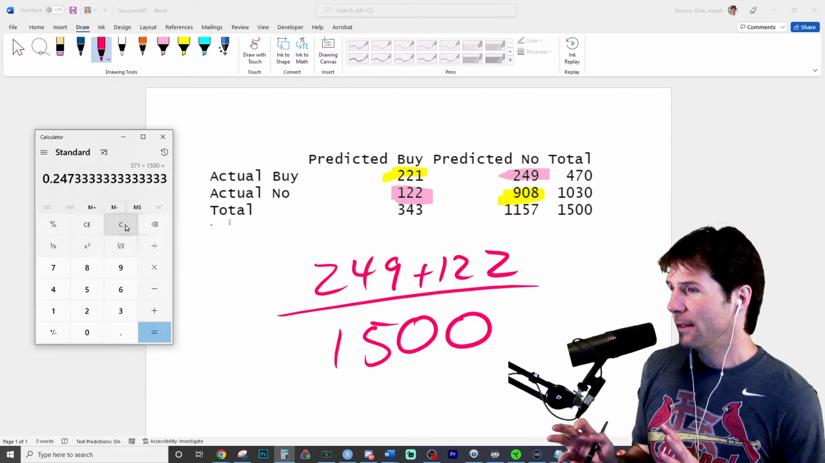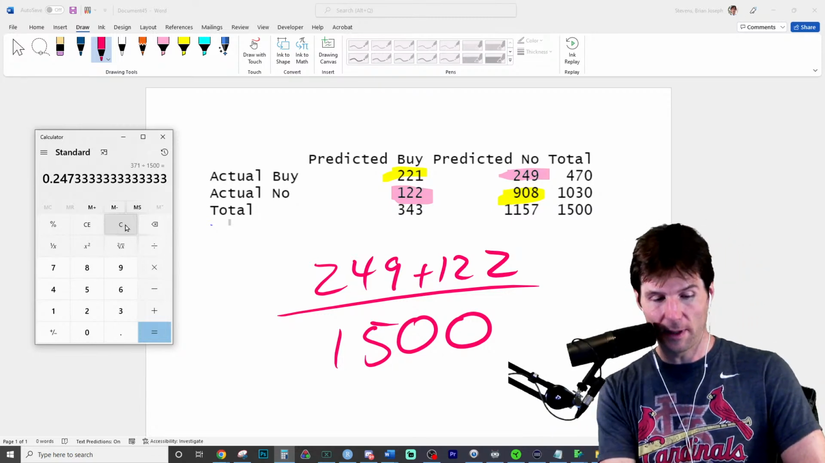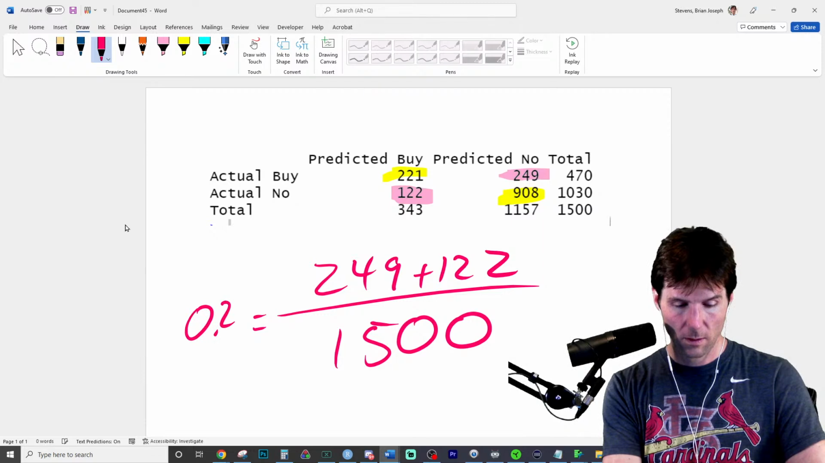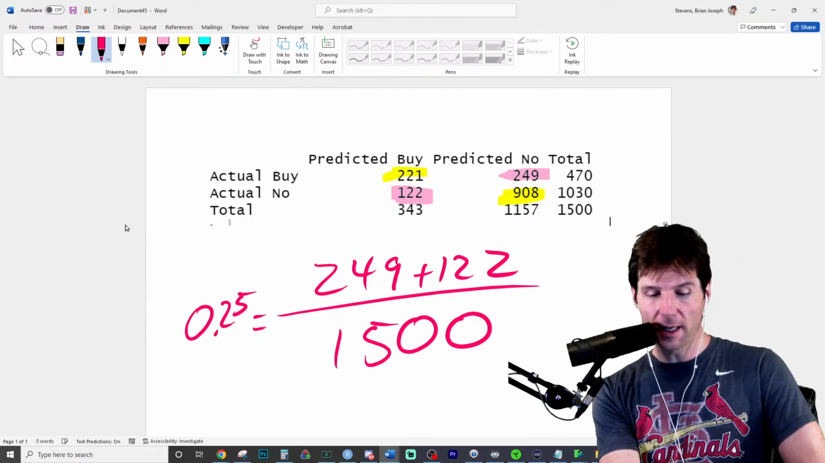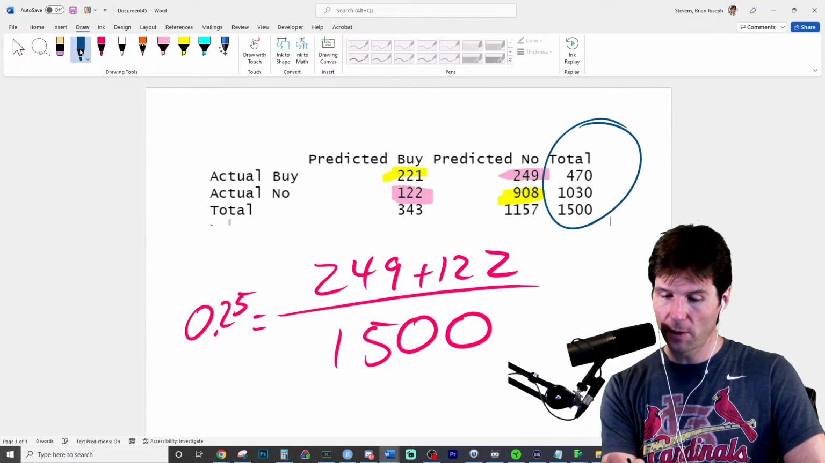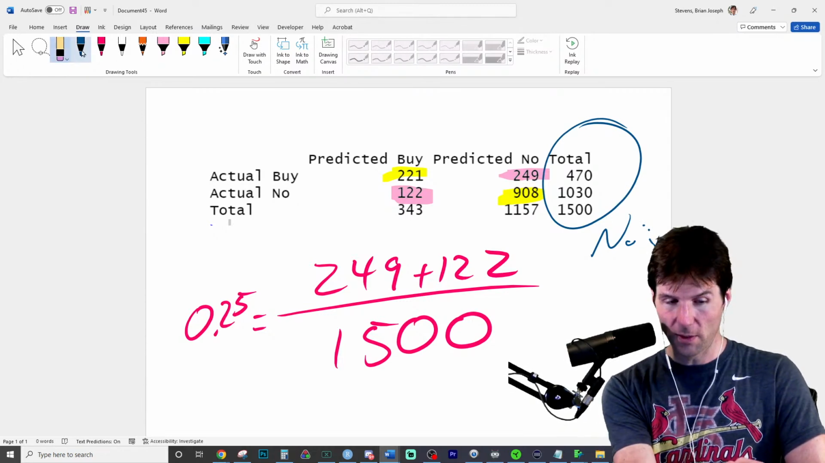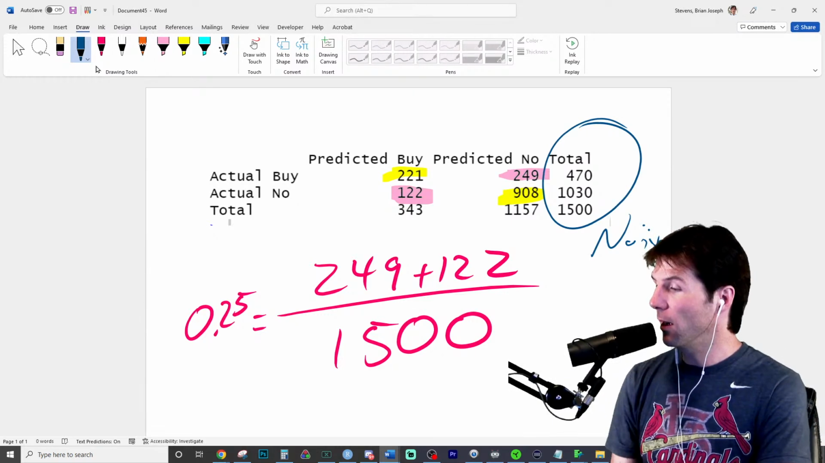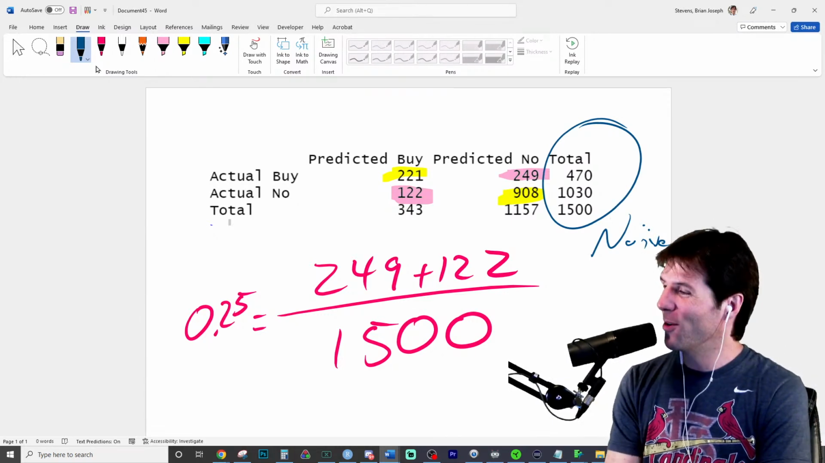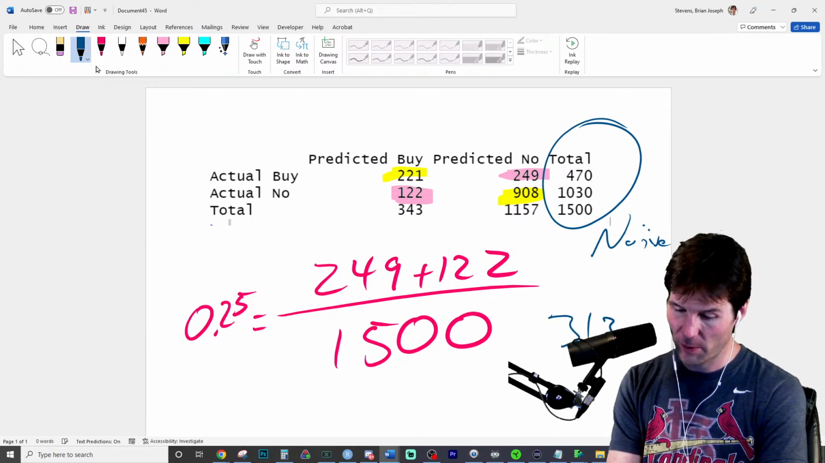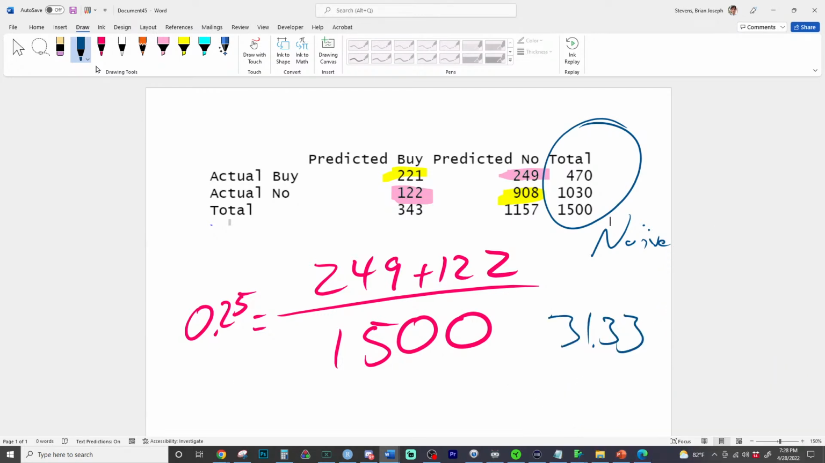24. Not as good as I would like. We're on to 25. The naive model had a misclassification rate over here. The naive had a misclassification of 31.33. Overall, our model does a bit better than the naive. I would prefer my model do a good bit better. The model gets a 75% accuracy versus 25% misclassification.